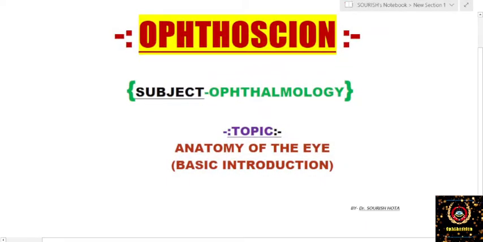So today's topic is ophthalmology. We are doing a series of lectures on ophthalmology, and this series is based on three parts. First is anatomy of the eye, second is physiology of the eye, and the third part is based on the clinical portion of ophthalmology, which contains the examination of the eye, examination of the vision, and the last portion is diseases of the eye. So we'll first start with the anatomy of the eye.